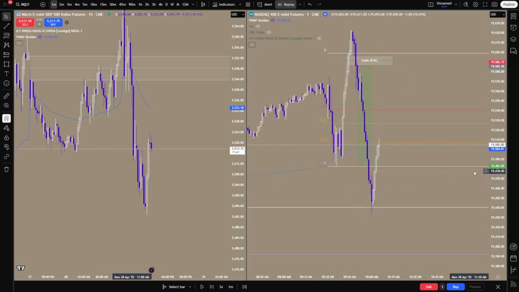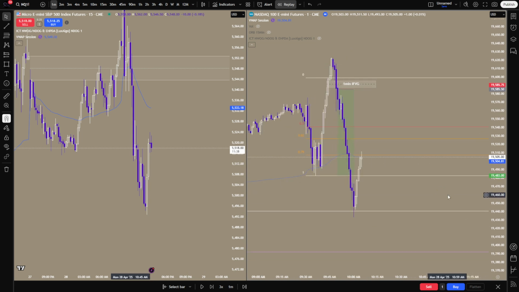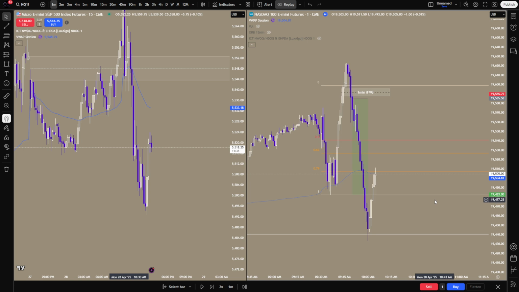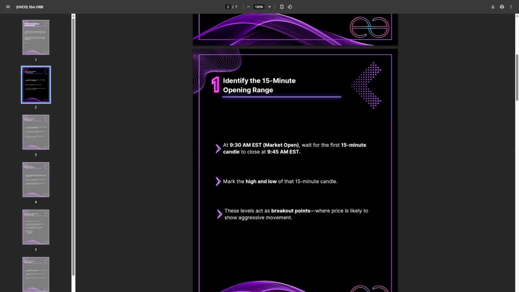Okay, so that is one way that I like to trade the ORB, and I find it to be a very profitable way to trade the ORB, mixing ICT concepts with a false breakout and even with an actual breakout. Okay, so that's just kind of one example right there.